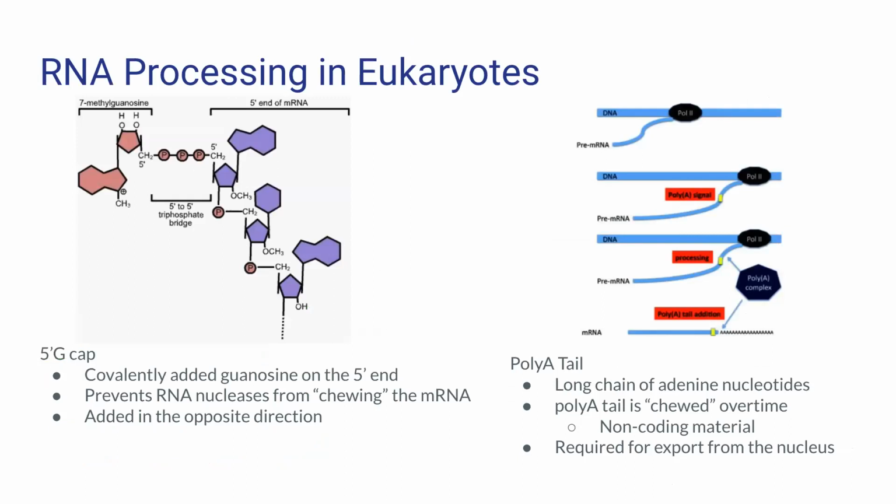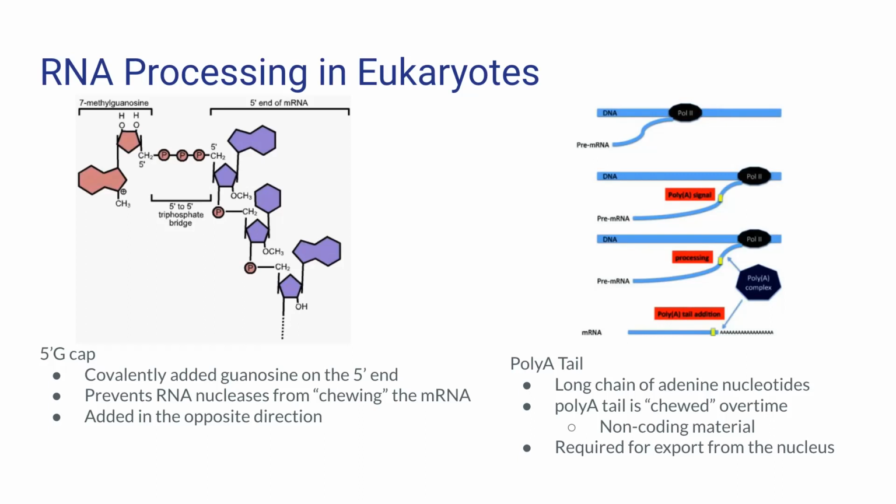Okay, so RNA processing in eukaryotes. These are both ways of helping prevent the RNA from being degraded. The 5' G cap is a covalently added guanosine on the 5' end. This is not encoded in the original sequence. It's added on after it's been made. This prevents RNA nucleases from chewing the 5' end of the mRNA, because that's their function. RNA nucleases chew RNA.